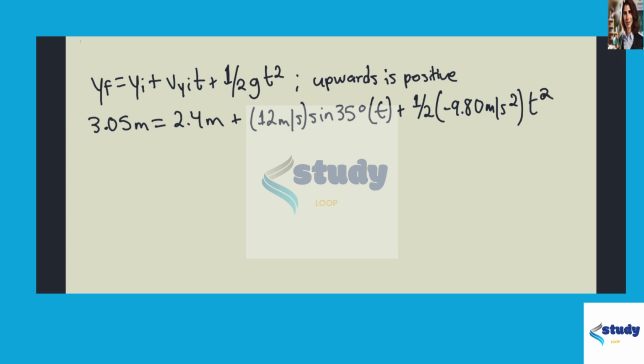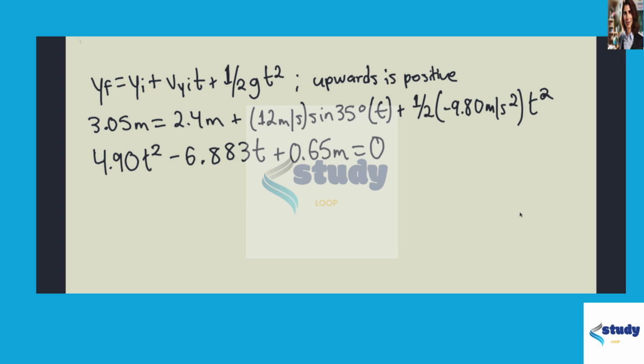This is a quadratic equation. You can use your TI-84, 85, or 89 to solve. We could simplify a bit: 4.90 t squared minus 6.883 t plus 0.65 meters equals 0. And so we can find t.